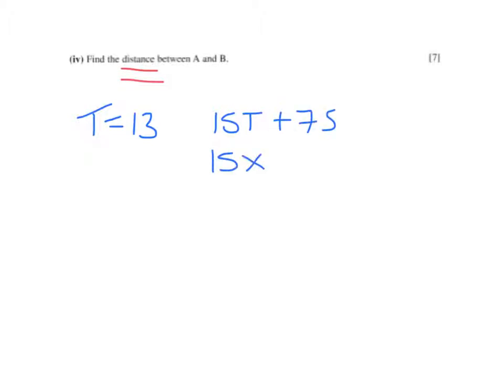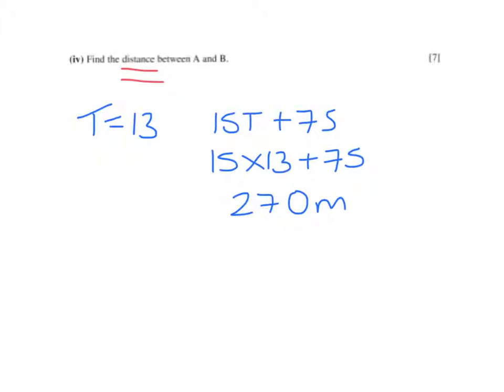Let's just go back, read the question and check we've answered what's been asked for. And in this case, I haven't. I've asked for the distance, but I know that the time is 13. So the distance is 15t plus 75. So that's 15 times 13 plus 75. 270 metres.